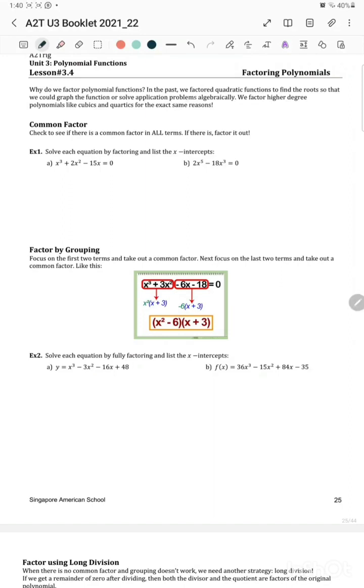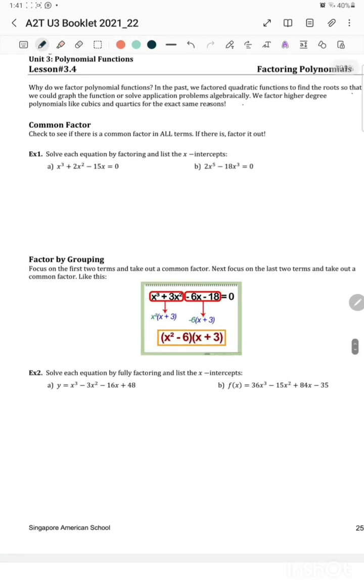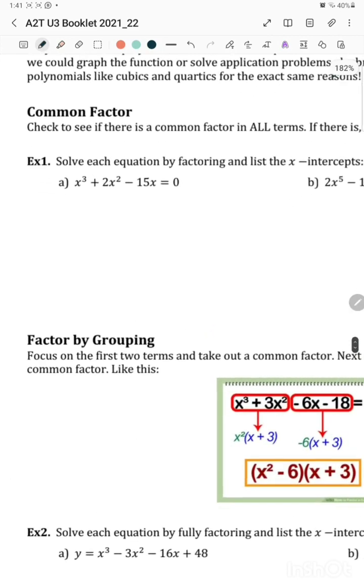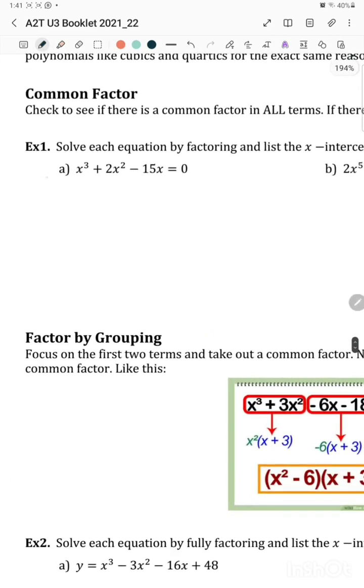We factor polynomials. In the past, we factored quadratic functions to find the roots so that we could graph the functions or solve application problems algebraically. Common factors. Solve each of the equations by factoring and listing the x-intercepts. First taking x common.